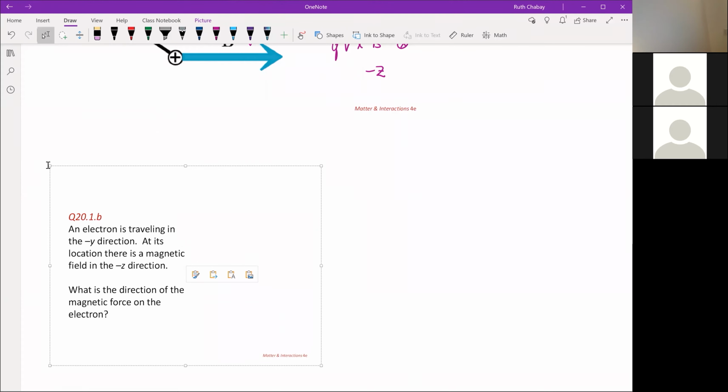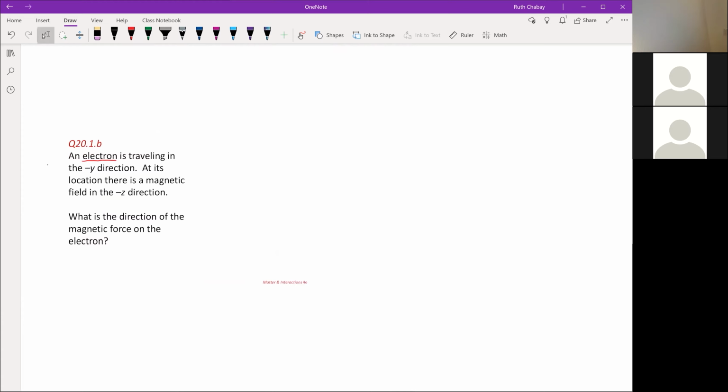Let's try a different question. An electron is traveling in, and now it's an electron, so we have to be careful about this. We have an electron traveling in the negative y direction. At the location of the electron, there's a magnetic field in the negative z direction. What's going to be the direction of the magnetic force on the electron?